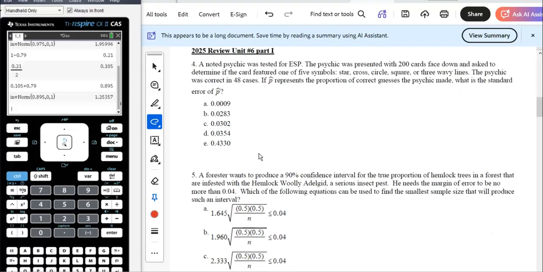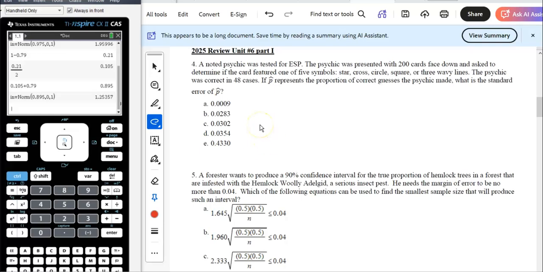Okay, a noted psychic was tested for ESP. The psychic was presented with 200 cards face down and asked to determine if the card featured one of the 5 symbols: star, cross, circle, square, or 3 wavy lines. The psychic was correct in 48 cases. Okay. I was about to be impressed. I don't know. Might be impressed. It's maybe not terrible. We'll see. If p hat represents the proportion of correct guesses, what is the standard error of p hat?